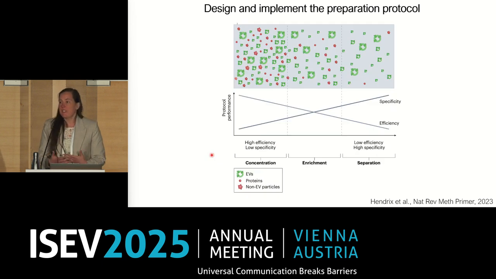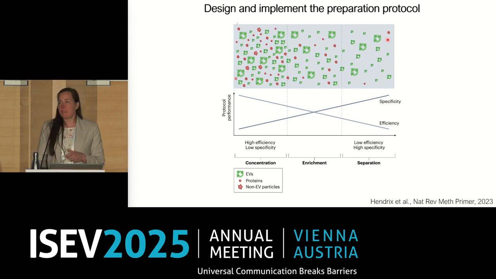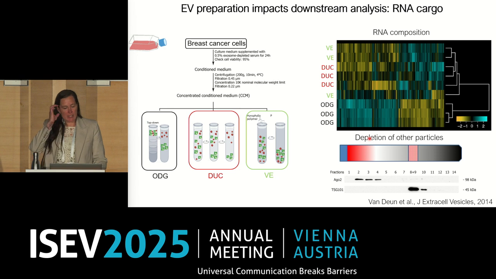Consequently, this results in the observation that the more methods you combine, the more specific your preparation will be. And with specific, we mean pure. So the more enriched it will be in extracellular vesicles and the more depleted in other types of particles. Nevertheless, it also means that we will lose part of the subpopulations of extracellular vesicles and that we have a reduction in efficiency. Now, this is a theoretical background, but I also want to highlight this and confirm this making use of a couple of examples.